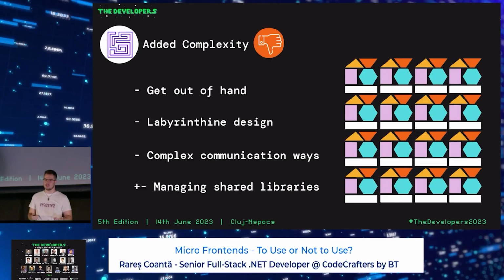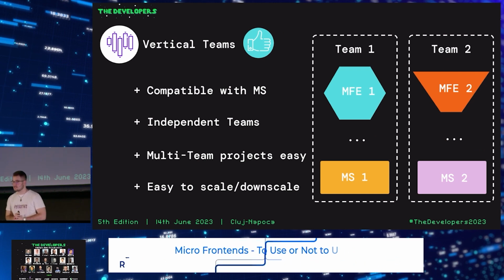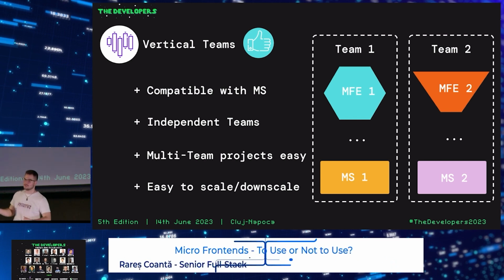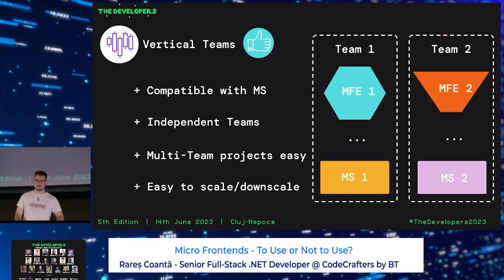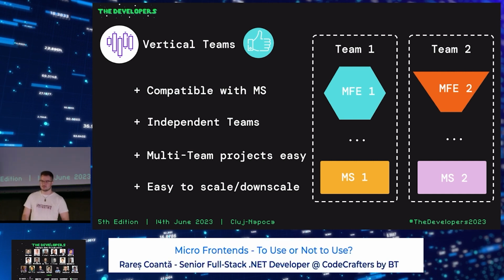And how you can do that is, again, have vertical teams. Everybody pushes vertical teams these days. You have one team, they have their own microservice, micro frontend, micro whatever. They are one vertical team, they can do everything. And this way you can have independent teams. If you have to scale up your project, just add a new team. It's easy. You can have projects with multiple teams. But at some point you need to get rid of somebody. Well, you can get rid of a vertical team a lot easier than something else.